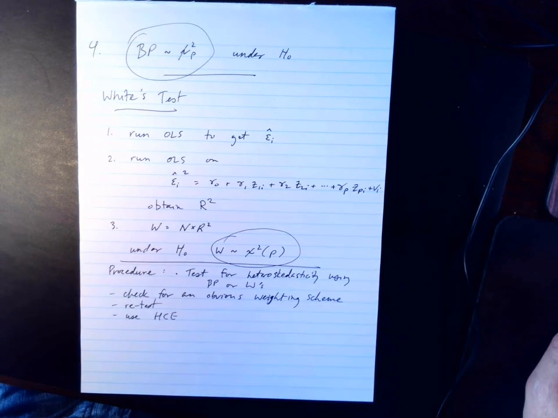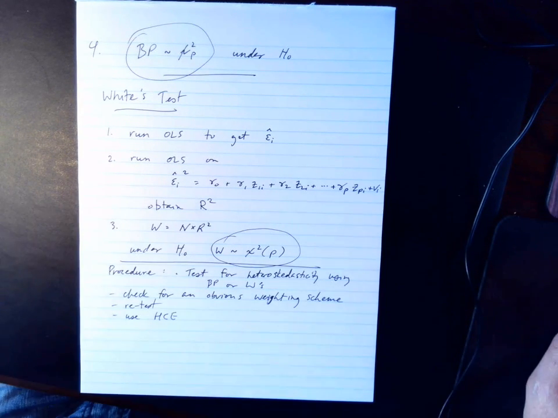The next week, we're going to go through the same kind of thing, but we're going to talk about the autocorrelation assumption. What do you do if autocorrelation is present? How do you fix it? And how do you test for it? So, I'll see you next time.